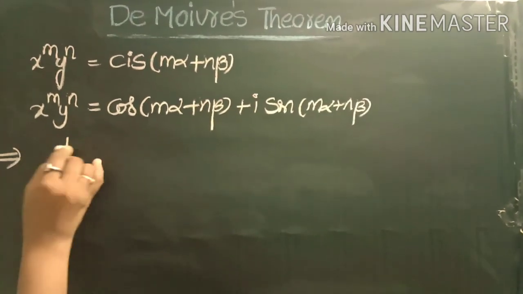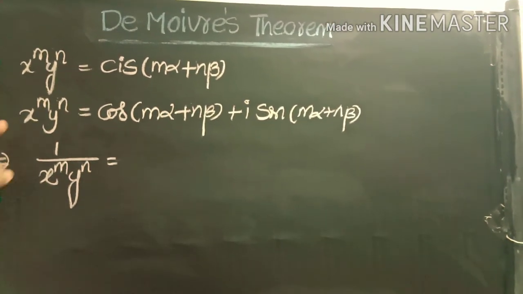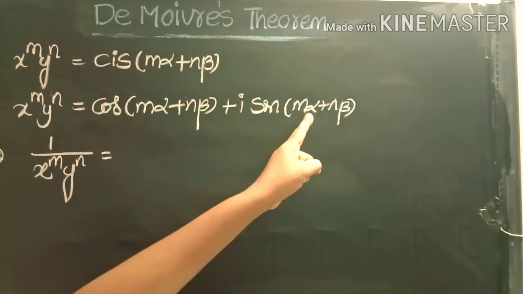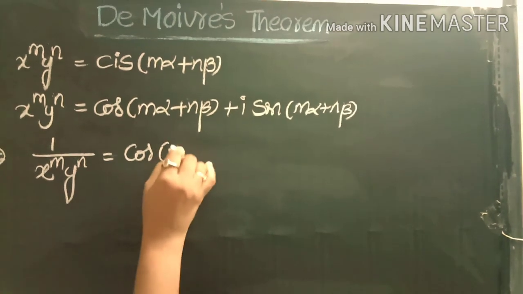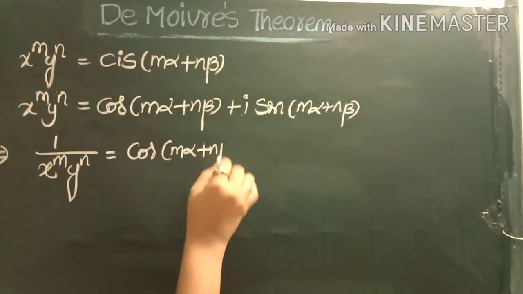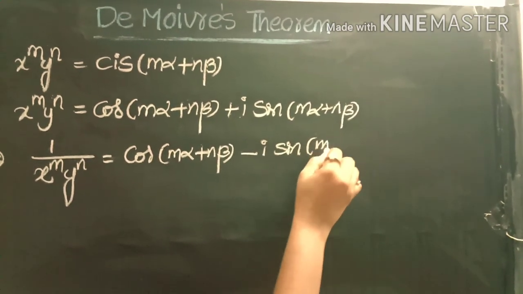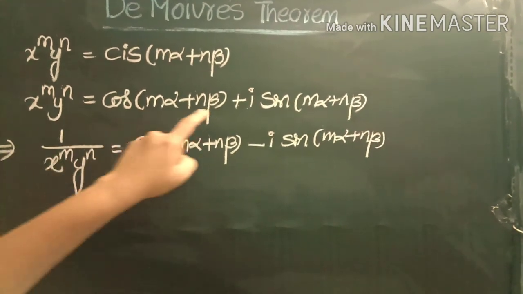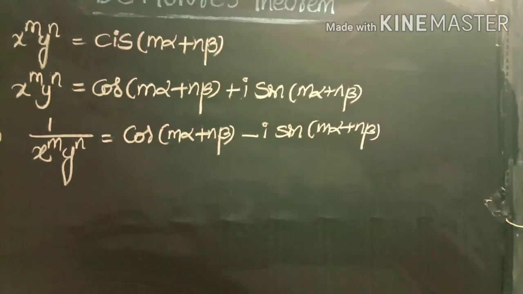Now again we want the value of 1/(x^m y^n). So 1/(x^m y^n) is nothing but cos(mα + nβ) - i sin(mα + nβ). So 1 by means simply change the sign of the imaginary part: cos(mα + nβ) minus i sin(mα + nβ).